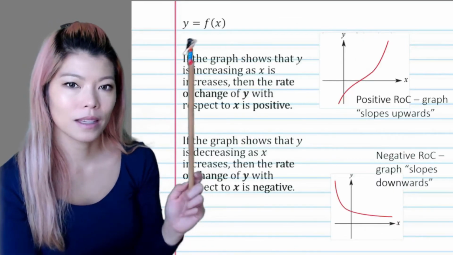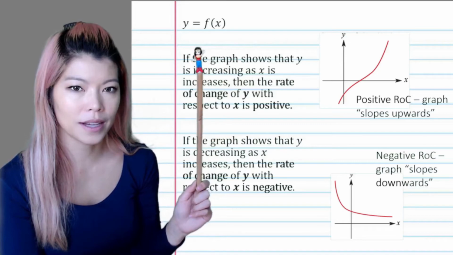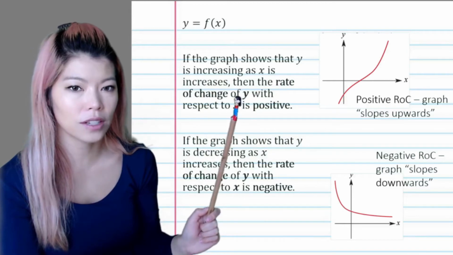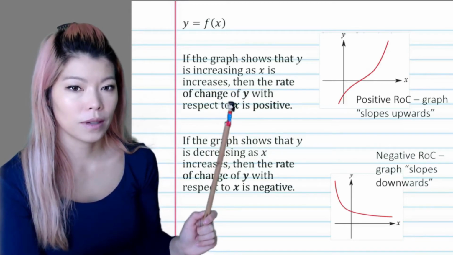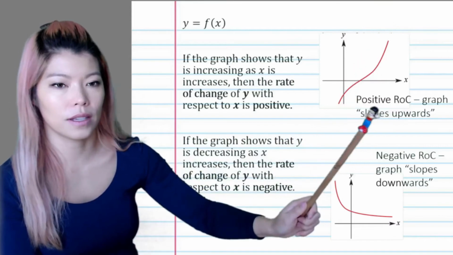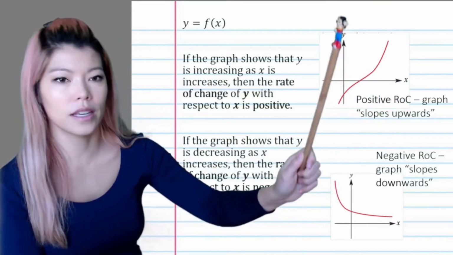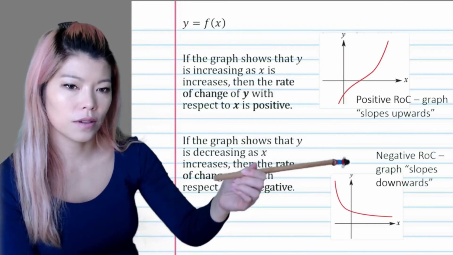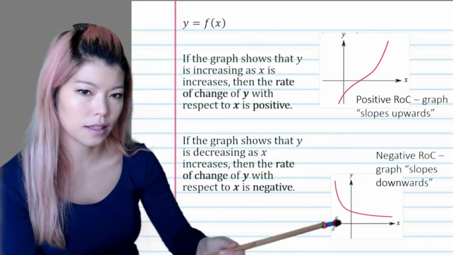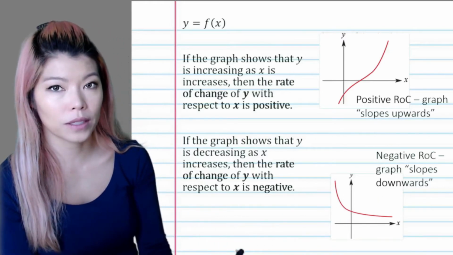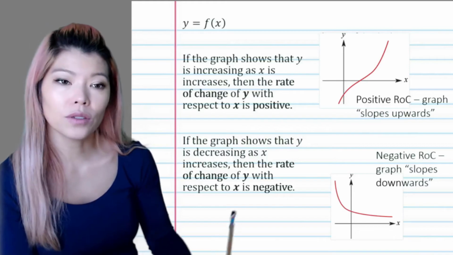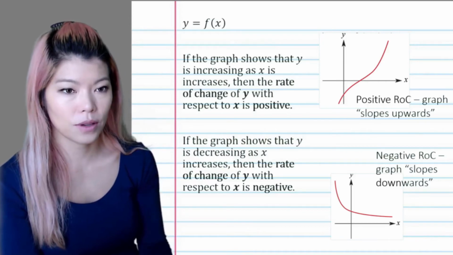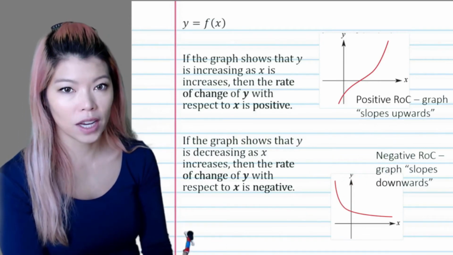To summarize, for the y equals f(x) function or line, if the graph shows that y is increasing as x is increasing, then the rate of change of y, or the gradient, with respect to x is positive. So these are positive: as x increases, y increases. If the graph shows that y is decreasing, so the y value is getting less as x is increasing, then the rate of change of y with respect to x is negative. We're going to substitute rate of change with ROC as a shortcut. So whenever you see ROC, think rate of change or gradient.